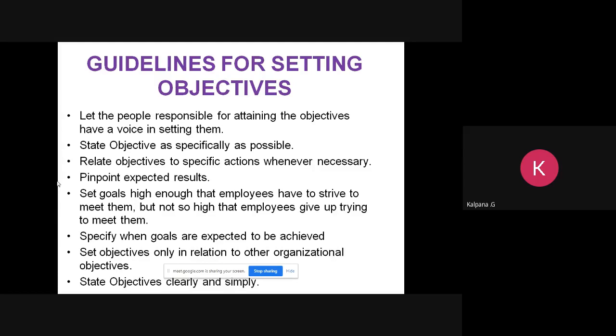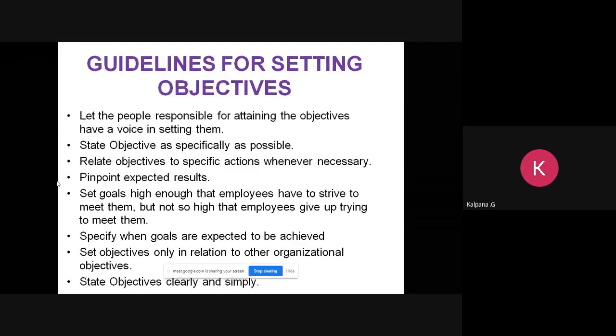Then objectives should clearly indicate the organizational mission, obviously. Then objectives should be challenging and reasonable. Then objectives should yield specific results when achieved. So these are the extra points. These are not given in the prescribed textbook. I'm just giving additional points that could be retained under guidelines. If you want, I'll repeat all these points again.